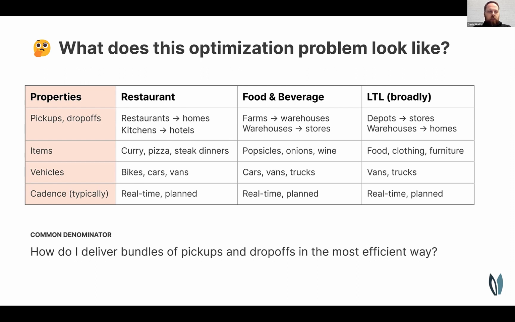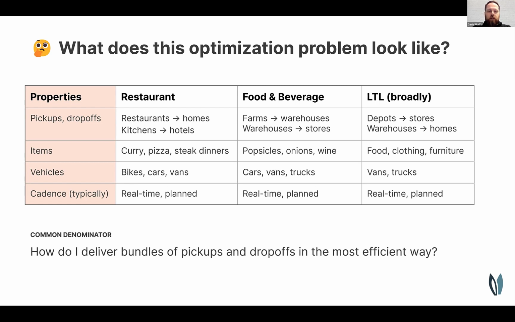Of course, the items that are transported are very different. Restaurant orders are usually meals for lunch, dinner, something like this. There might be pizza, steak dinners. Food and beverage transportation, of course, has a slightly larger scale. So we are looking at maybe some wine crates, or larger quantities of onions, for example, that need to be transported. And LTL transportation can be something completely different. Maybe we have also some packaged food that needs to be transported, but it could also be clothing, furniture, and so on. And all of these businesses, of course, need some vehicles for the transportation.